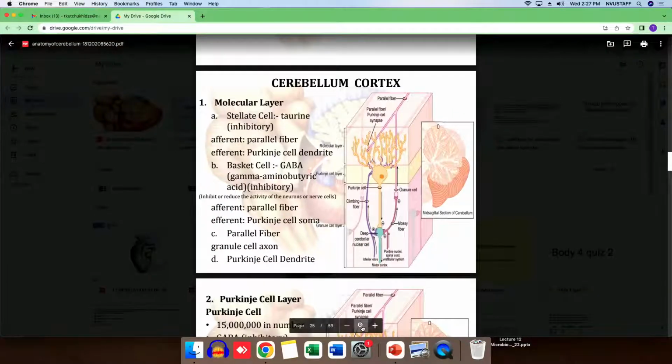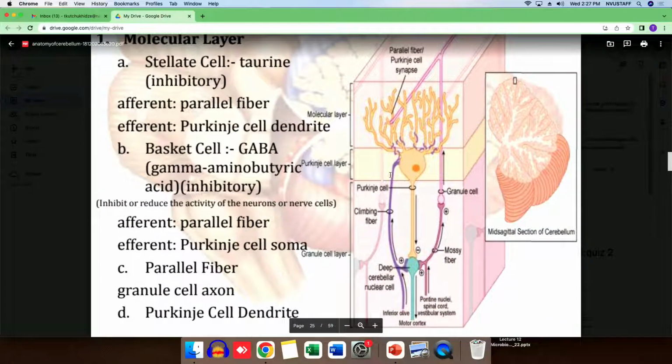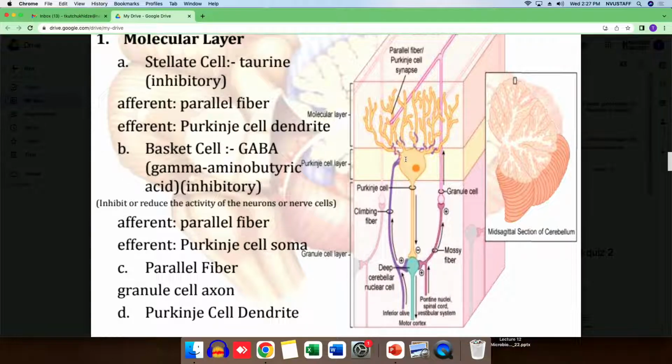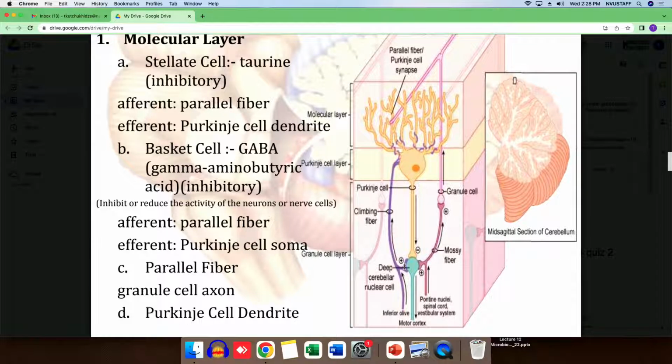As you see here, we have what I mentioned, the molecular layer. This one is up there, it is our molecular layer, then comes our Purkinje cell layer, and then we have our granule cell layer, right? This is crossing with physiology, so it's the same topic in physiology and mostly in anatomy. Our molecular layer consists of the stellate cells, which are inhibitory cells.